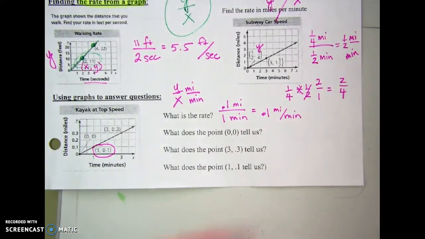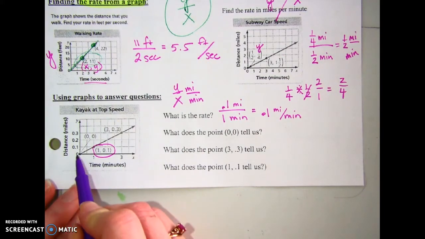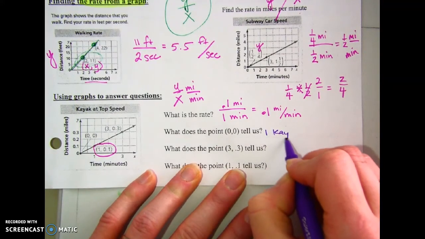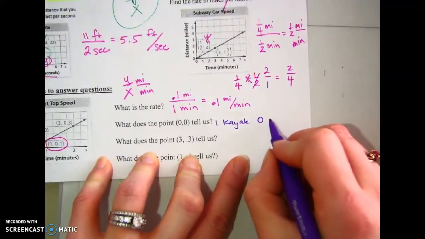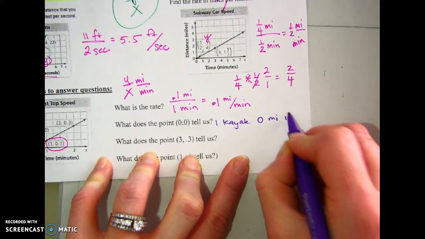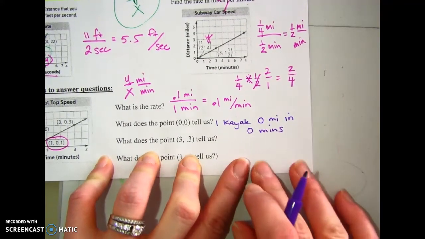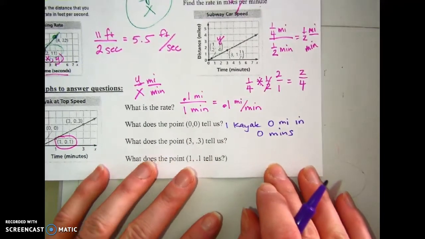What does the point 0, 0 tell us? Well, 0 on the graph means 0 minutes, 0 miles. I kayak 0 miles in 0 minutes. Or you could say in 0 minutes I've gone 0 miles.